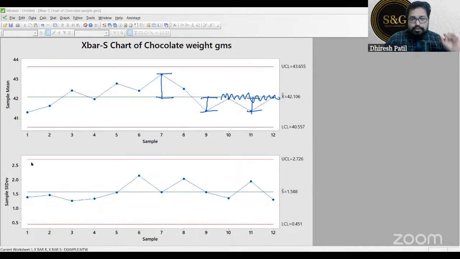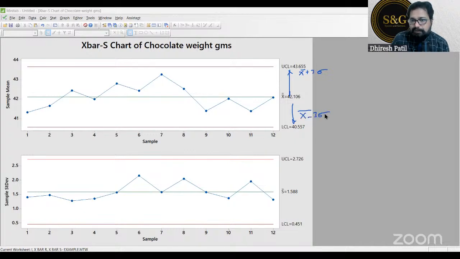No. That does not mean, understand this. You are right, plus 3 minus 3 standard deviation, x bar plus 3 and x bar minus 3 standard deviation. What 6 sigma you are talking about is actually USL and LSL basically. It's a process capability. Now we are not talking about process capability. This is a stability check we are doing.